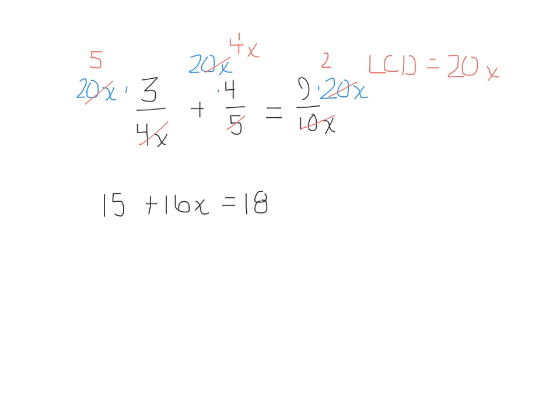We're going to undo this addition first by subtracting 15 from both sides. And we'll have 16x is equal to 3. And then we have multiplication to undo, so we need to divide. So we're going to divide both sides by 16, and we'll get x is equal to 3/16, which does not reduce.